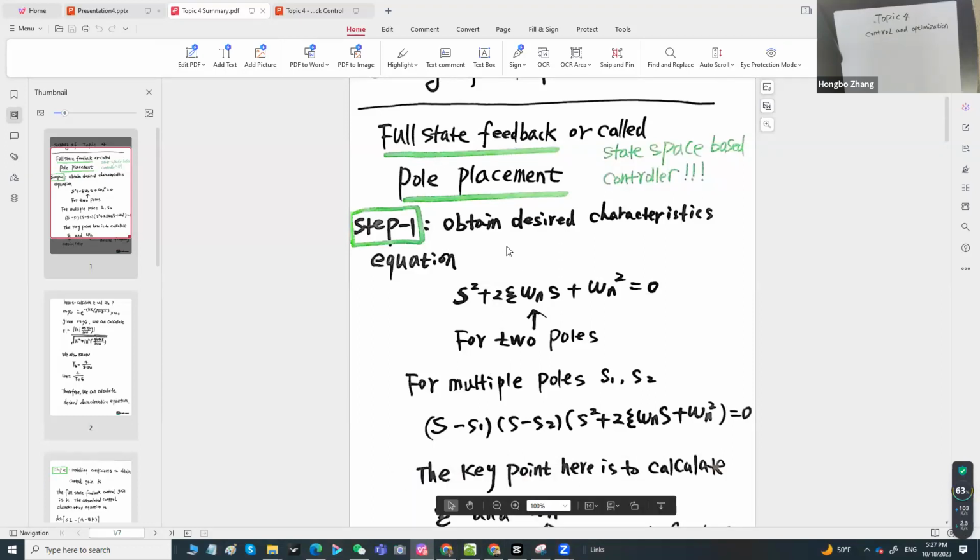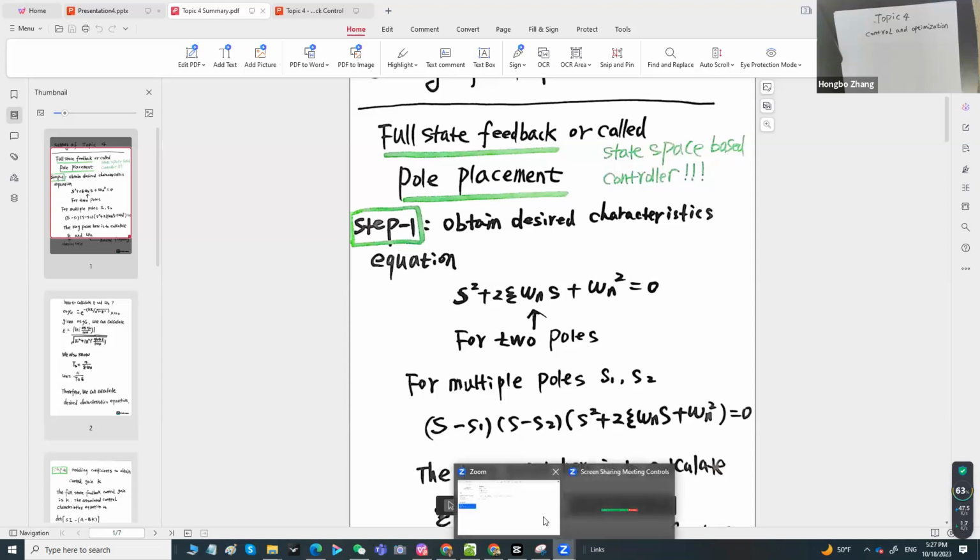So step number 1 is obtain the desired characteristic equation: s squared plus 2 eta omega n s plus omega n squared is equal to 0, right?